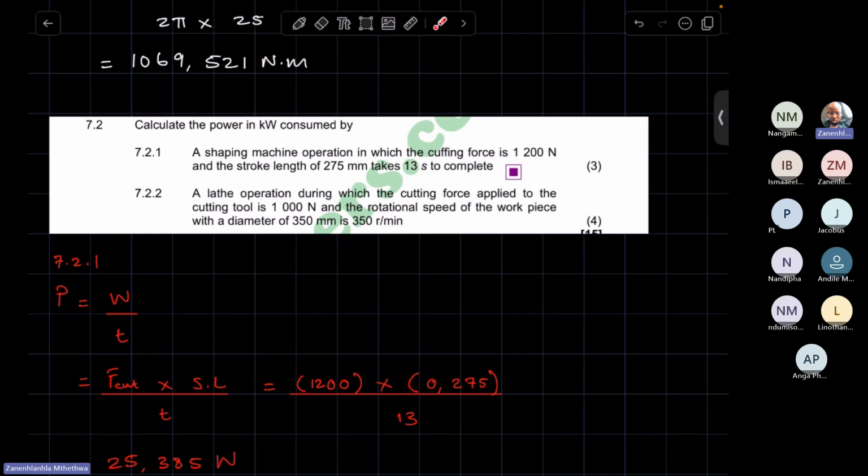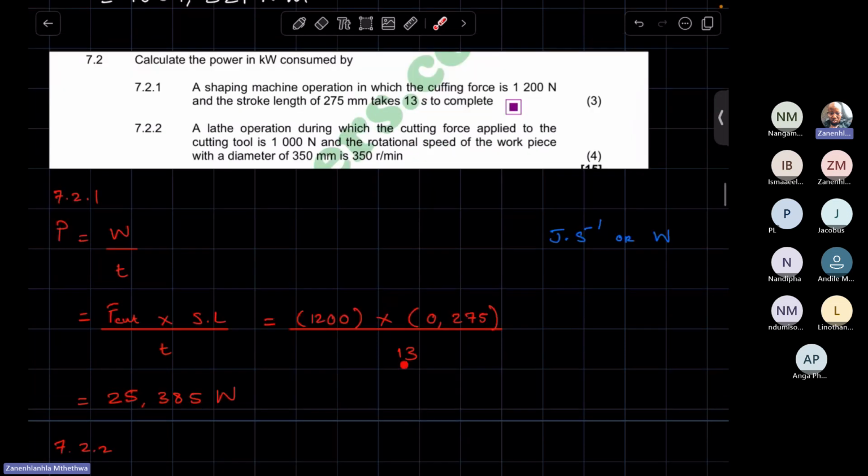Now, very important, power is essentially joules per second, which we know as a watt. The SI unit for power, in terms of joules per second, tells us that the time must be in seconds, the force has to be in newtons, and the distance or displacement has to be in meters. And then once you punch this in your calculators, this is what you get.